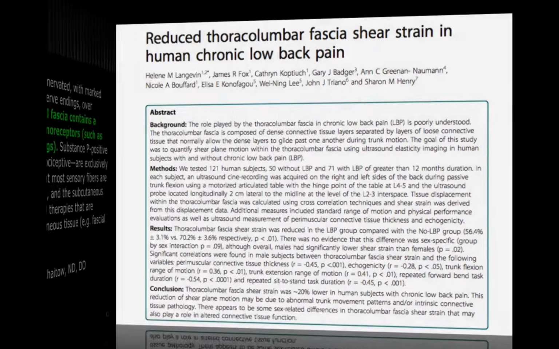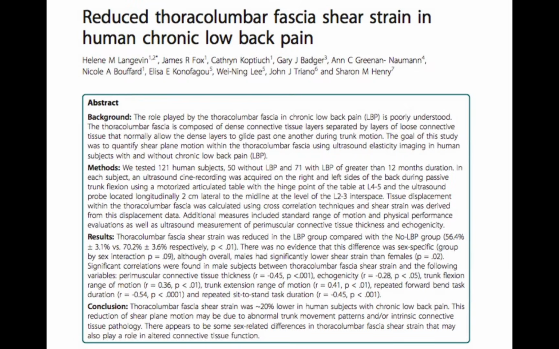So Dr. Langevin did a really cool study on the thoracolumbar fascia shear strain in human chronic low back pain. You can find this on the internet, and this is something that we teach when we talk about rock tape. It says on the conclusion, the thoracolumbar fascia shear strain was 20% lower in human subjects with chronic low back pain. This reduction of shear plane motion may be due to abnormal trunk movement patterns and or intrinsic connective tissue pathology. So it's very cool. So what we want to do is we want to tap into that.